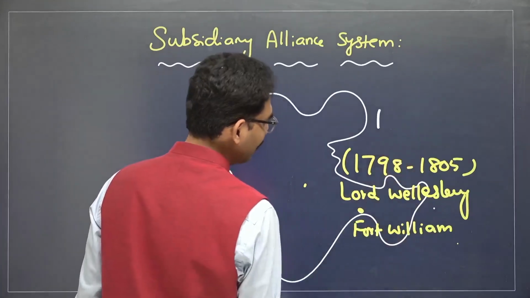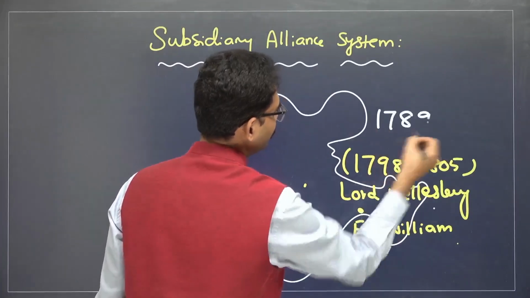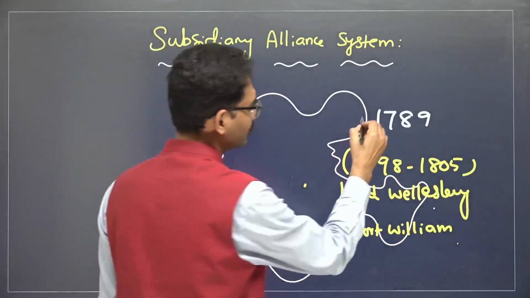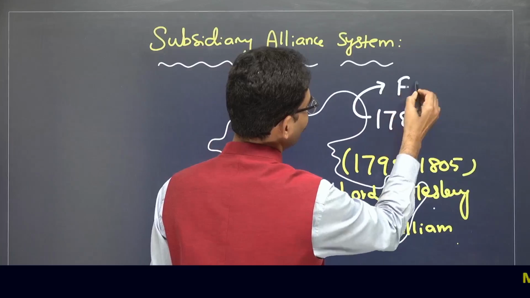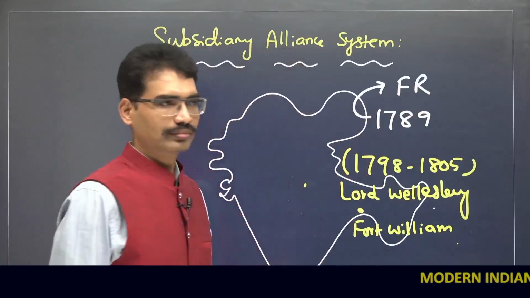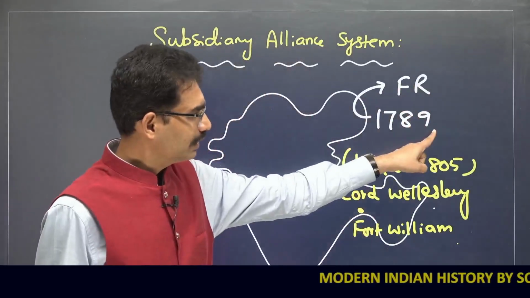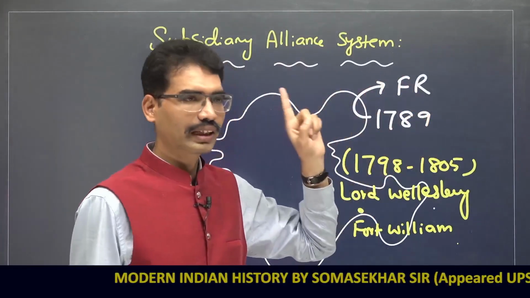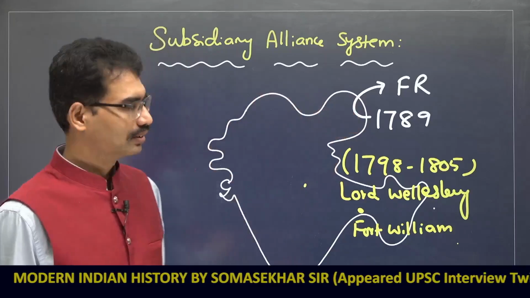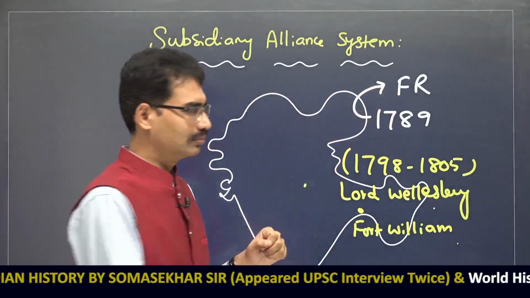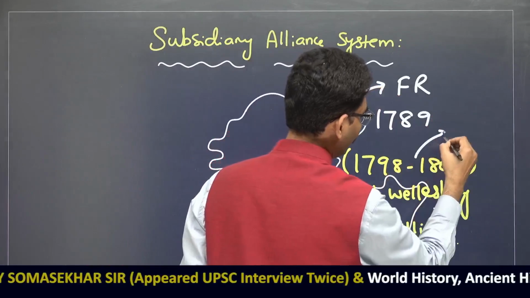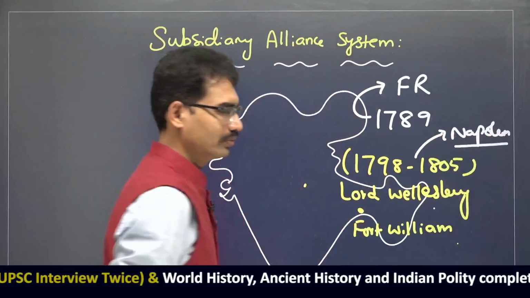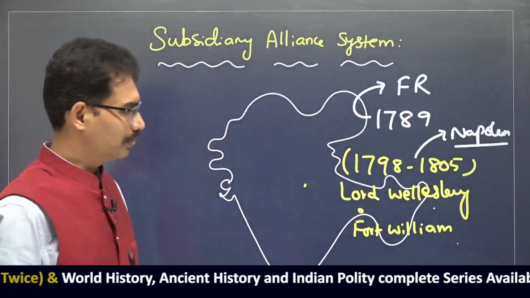in 1789, in Europe, an earth-shaking event took place, that is French Revolution. In 1789, French Revolution took place. Now, because of this French Revolution, England also facing threat. Continuous wars were going on. At this point of time, Napoleon was creating danger for England security also in Europe.